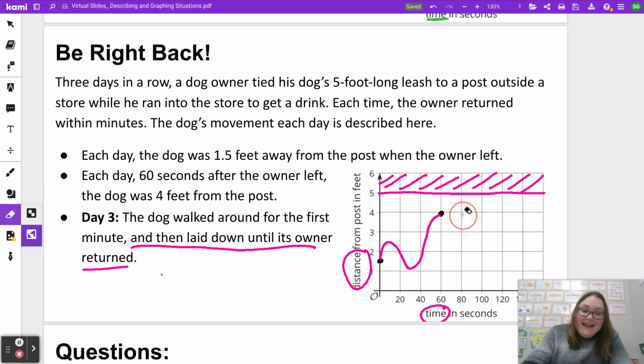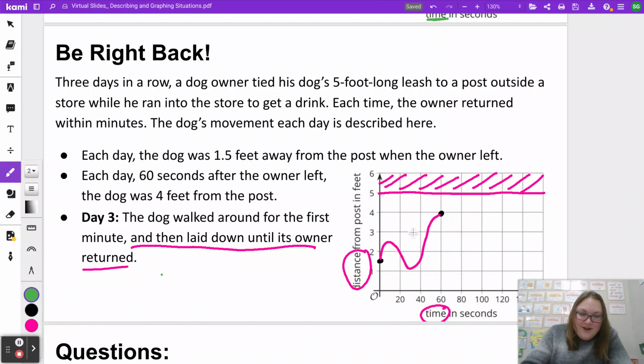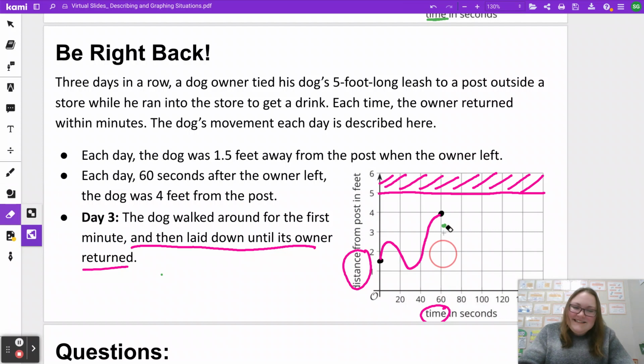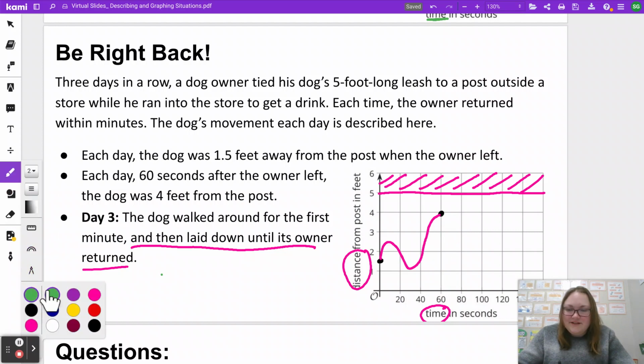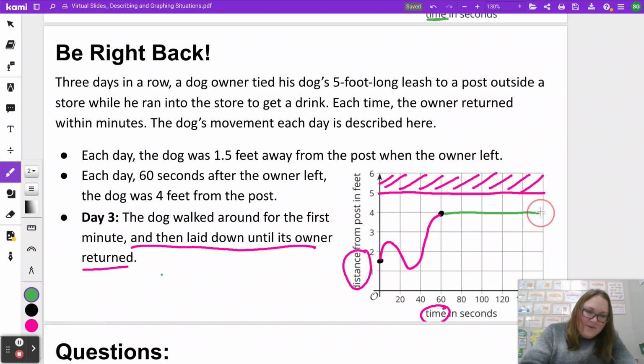Your line cannot, this is not okay what I'm going to do. Your line cannot go down here to lay down because that means all at 60 seconds, the dog was in all of these different places. The dog teleported from 4 feet to right next to the post. That's not okay. And our line doesn't need to go down to 0 for the dog to lay down. The dog can lay down 4 feet from the post. So we need this horizontal part of our graph to show the dog is laying down. The pink part is the dog walking around, and then the green part is the dog laying down.